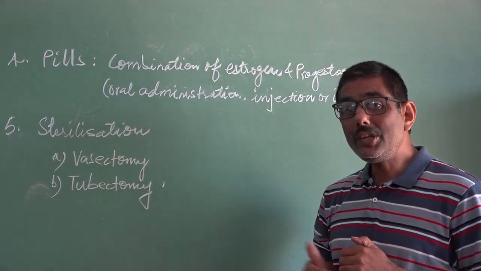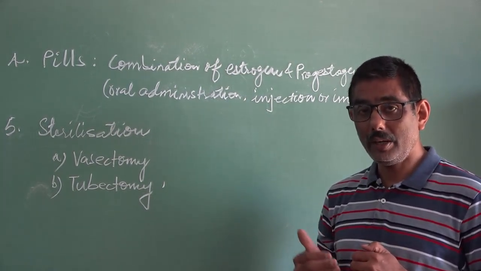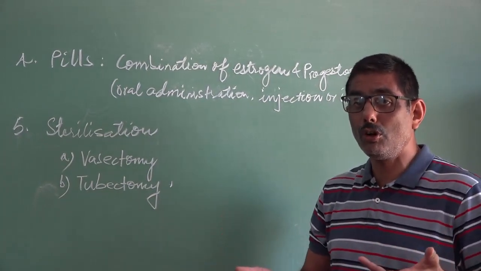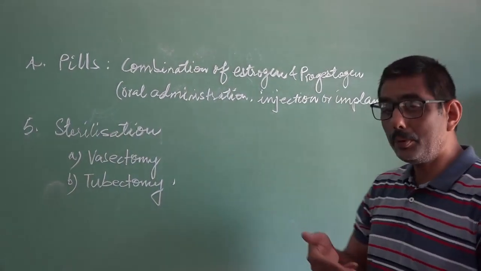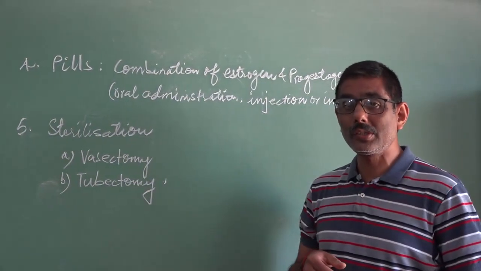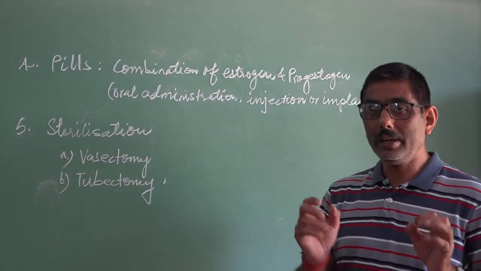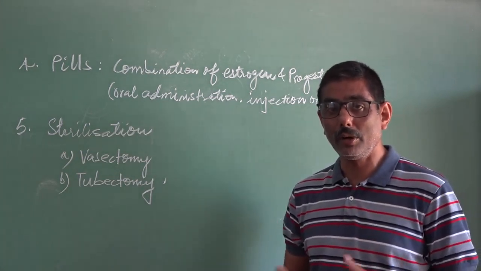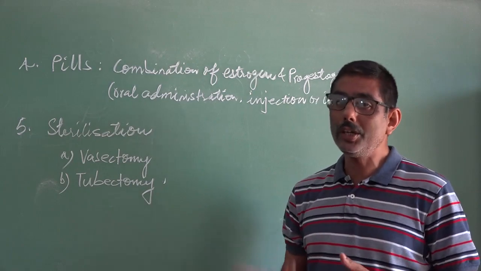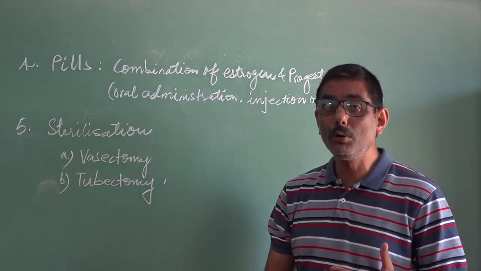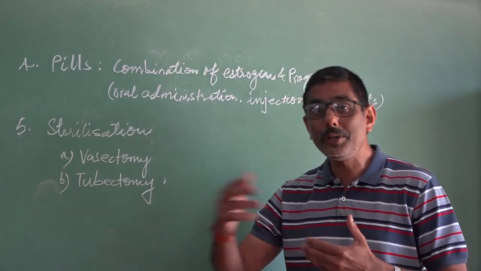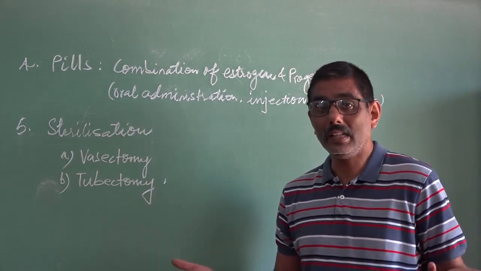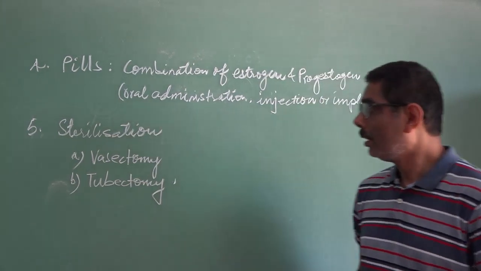or they can be injected into the female body to raise the level of the progesterone, or they can be put under the skin as implants. All of them are increasing the amount of progesterone level in the body, and therefore there will be no ovulation. And since there will be no ovulation, even if the sperm reaches the fallopian tube, there will be no chance of fertilization, hence no pregnancy.